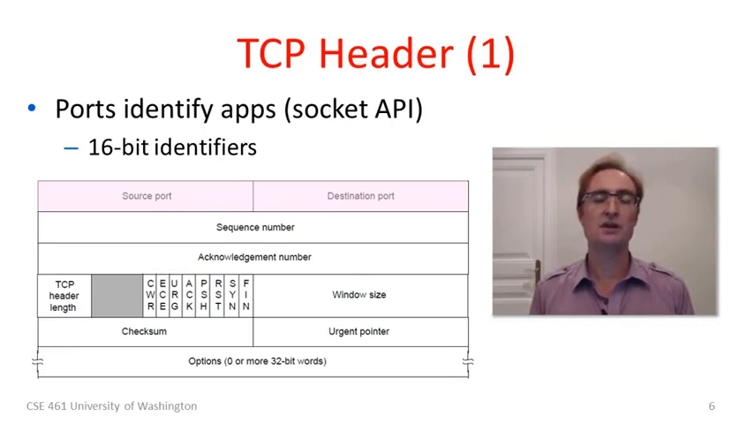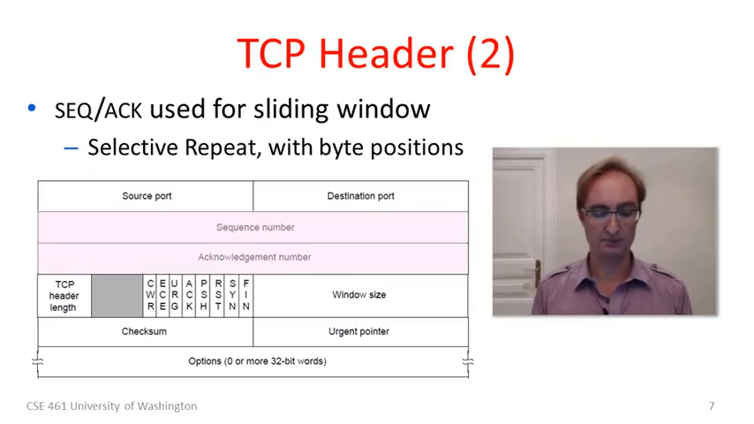So just to see a little bit of TCP, we'll look at the TCP header. This is a good way to see the features of protocols. Here's the header shown in this picture here. First up, it has ports. These identify the apps which are using the transport service. We talked about ports previously when we covered the socket API. Here in the header, they are carried as 16-bit identifiers.